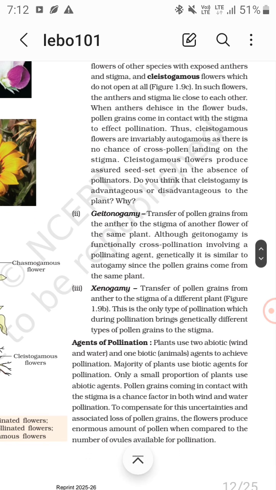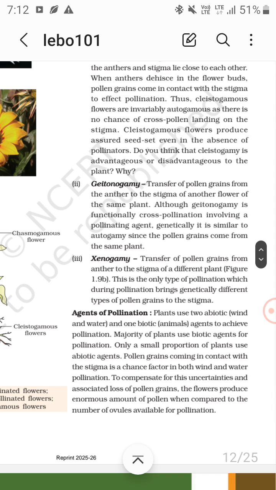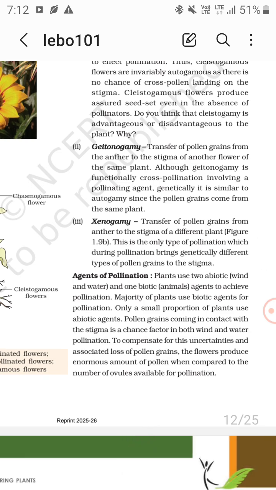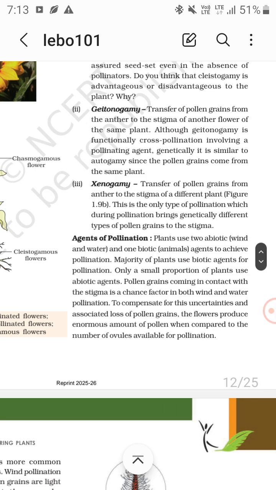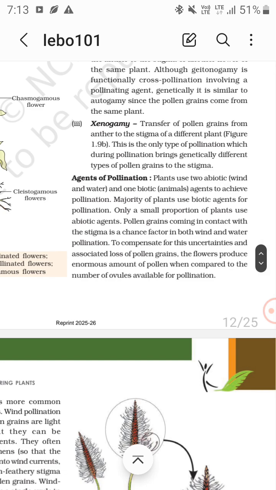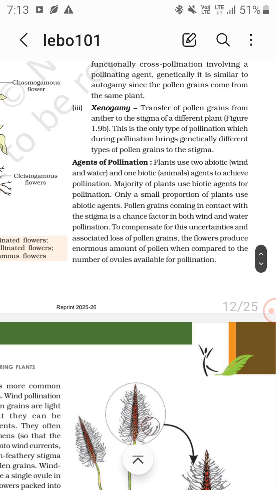Geitonogamy means different flowers of the same plant. Geitonogamy is functionally cross-pollination, but genetically it is similar to autogamy. Now xenogamy is different flowers of different plants, as in the dioecious condition. Pollination brings genetically different types of pollen grains to the stigma. Now, agents of pollination are abiotic and biotic. Abiotic agents are wind and water, and biotic agents are animals. The majority of plants use biotic agents, mostly animals, among which insects, and bees in particular, are the dominant pollinating agents.